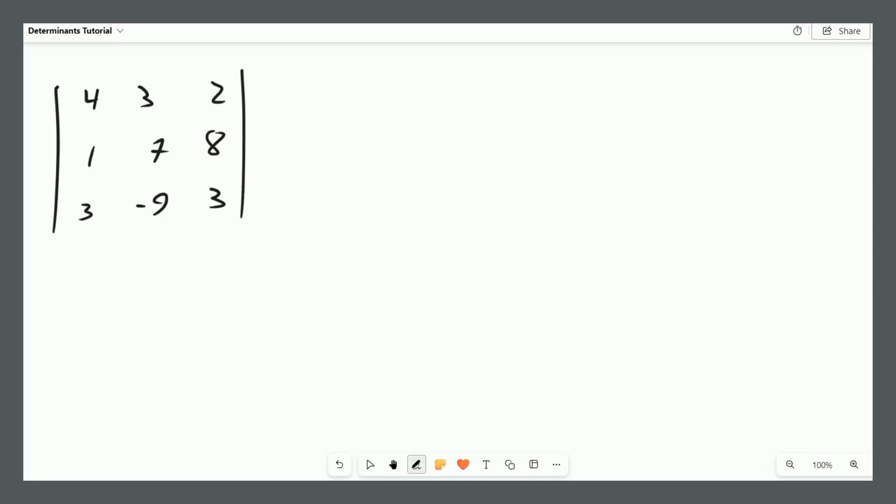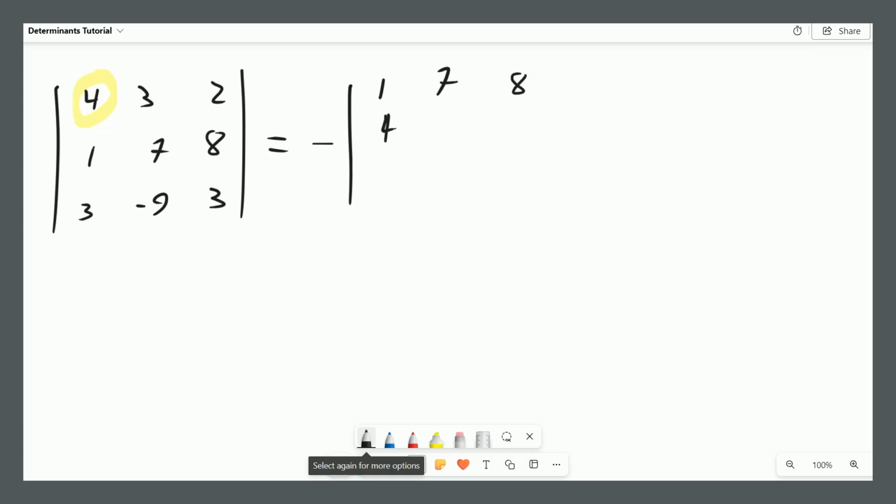Okay, so in this case, we don't have any zeros, but we can use row operations to create some. So first off, it's much easier if we have a 1 right here, right, to bring things to row echelon form. So let's do that. Let's switch row 2 and row 1. And if we do that, our determinant becomes negative, right? So we're going to add that negative sign to correct for that. So 1, 7, 8, 4, 3, 2, and 3, -9, 3.